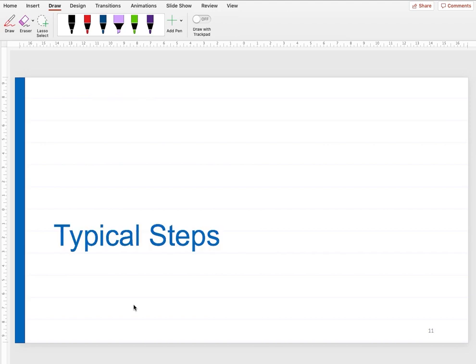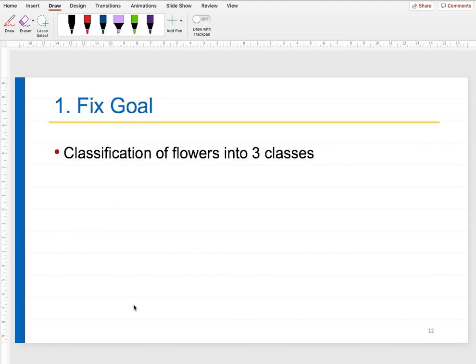So how do we actually carry out machine learning in real life? Number one, we fix our goal. Let us say classification of flowers into 3 classes, or fraud detection, which is classification into 2 classes, fraud or not fraud, or email spam detection, again binary classification. It could be face recognition, let's say you have 10 users registered, you want to recognize 10 faces plus one, none of the above. So total 11 classes, right? Okay, so you fix your goal.